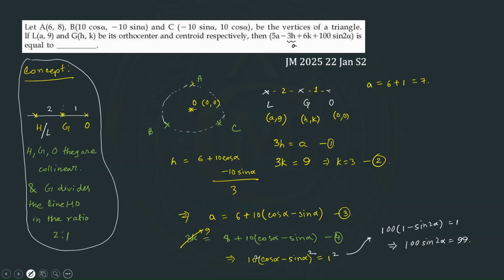That means we have to calculate the value of 4a plus 6k plus 100 sin 2 alpha. By substituting the values, it will be 28 plus 6 threes are 18 plus 100 sin 2 alpha is 99. So it comes out to be 46, and 46 plus 99 is 145. So the correct answer in this case will be 145.